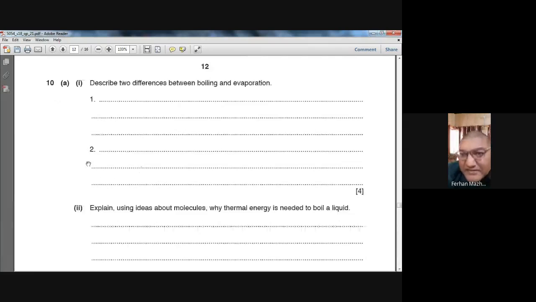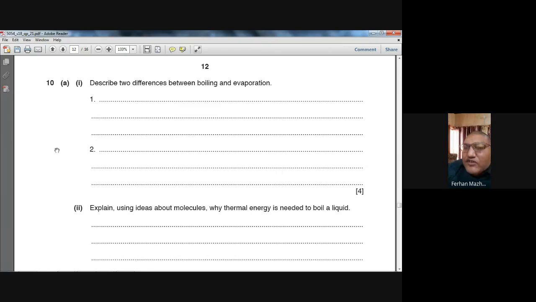This is question number 10. It's a 4-mark question. It says, describe 2 differences between boiling and evaporation. This is a very, very famous question. When I taught you, I should have told you this, that the difference between boiling and evaporation is also written in your physics matter. They have made a table for this thing. Difference between boiling and evaporation, if you remember that.